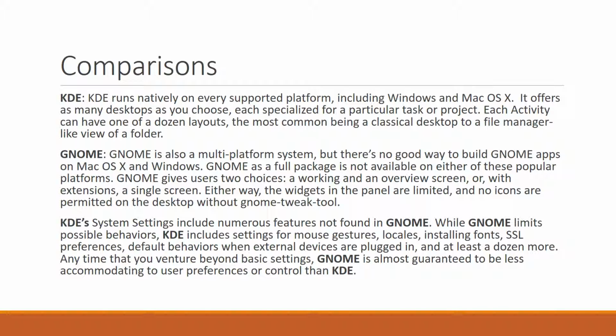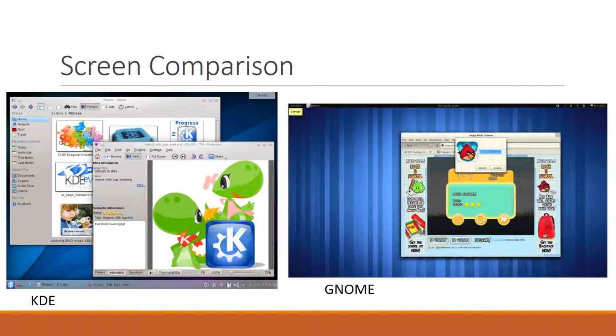KDE's system settings include numerous features not found in GNOME. While GNOME limits possible behaviors, KDE includes settings for mouse gestures, locales, installing fonts, SSL preferences, default behaviors when external devices are plugged in, and at least a dozen more. Anytime you venture beyond basic settings, GNOME is almost guaranteed to be less accommodating to user preferences or control than KDE. And here are a couple of side-by-side screen comparisons of the two.